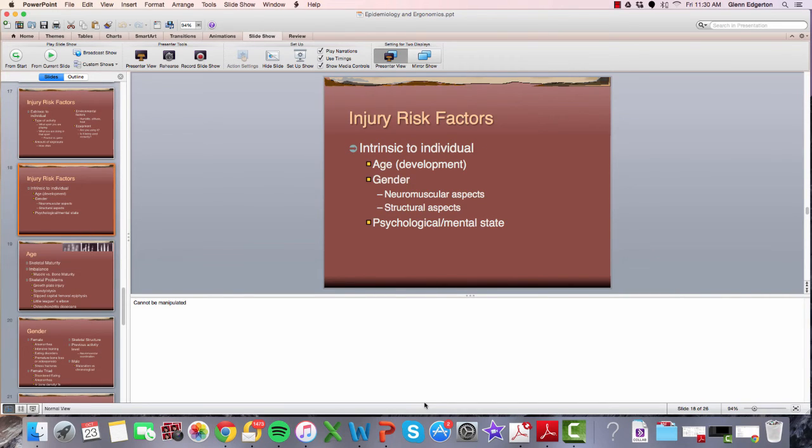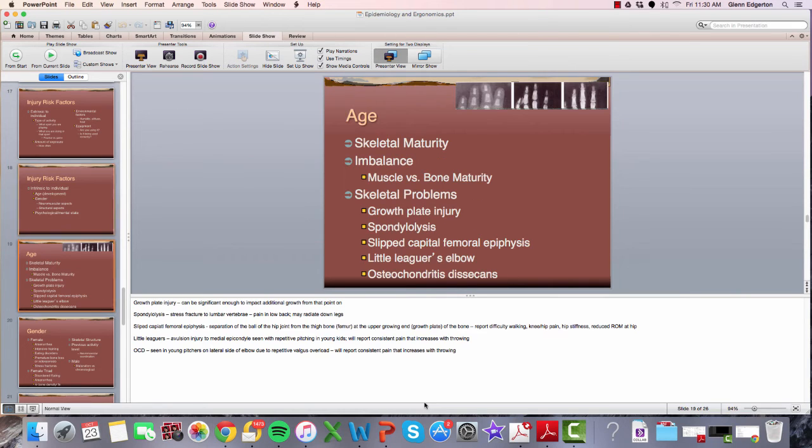Intrinsic to the individual, which would be age, gender, and psychological mental state, are things that are specifically related to the individual. So how old are you and what's the development? What's your gender, whether you're male or female? And so based on that, you're going to see some issues, and then your psychological or mental state. And I'm going to break these down a little bit in more detail.